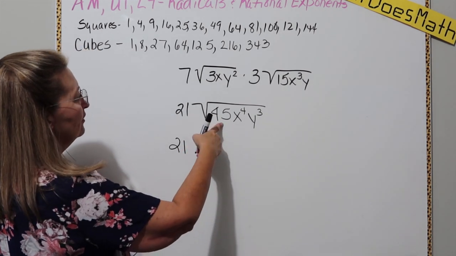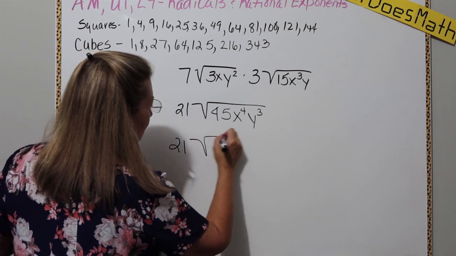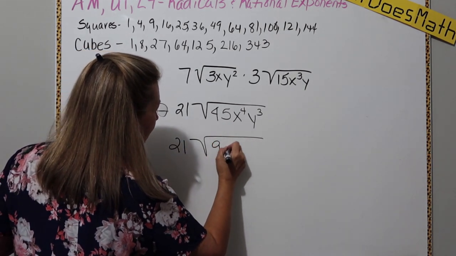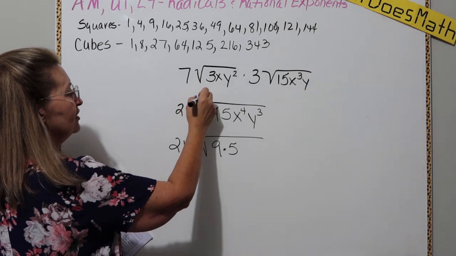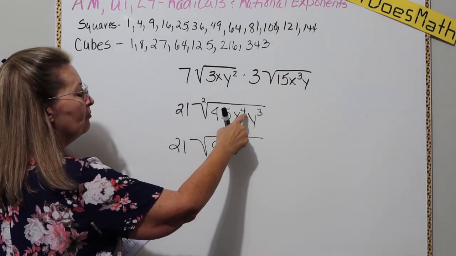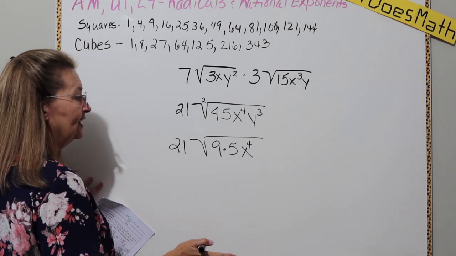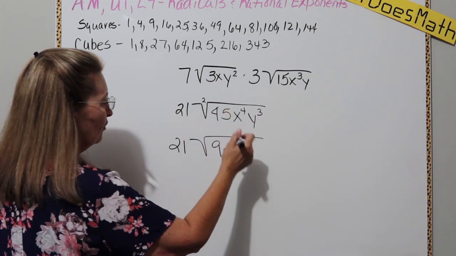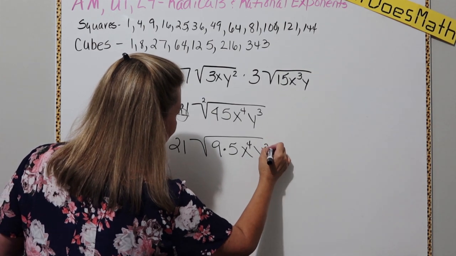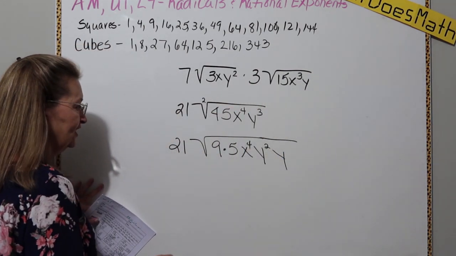What's a perfect square that will go into 45? Well, how about 9? So I'm going to factor that into 9 times 5. Alright, x to the fourth. Remember, we have a 2 here, so we want multiples of 2. X to the fourth is fine, just like it is. But y to the third is 1 too many. So I'm actually going to have to break this back down to where it came from, but that's fine.